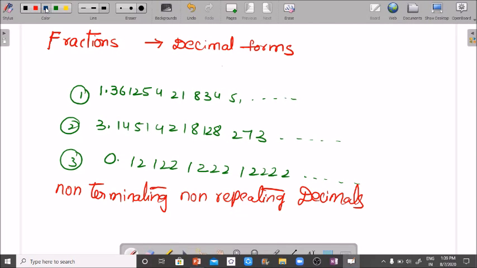The numbers which are non-terminating, non-repeating decimals are called irrational numbers. Okay children, I hope you all understand the difference between rational numbers and irrational numbers.